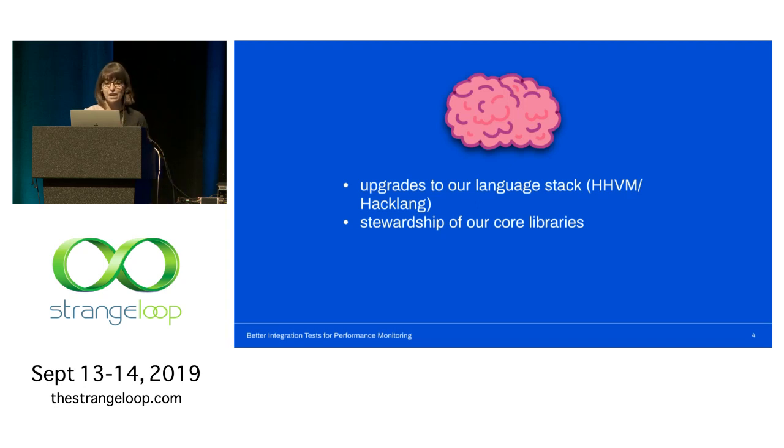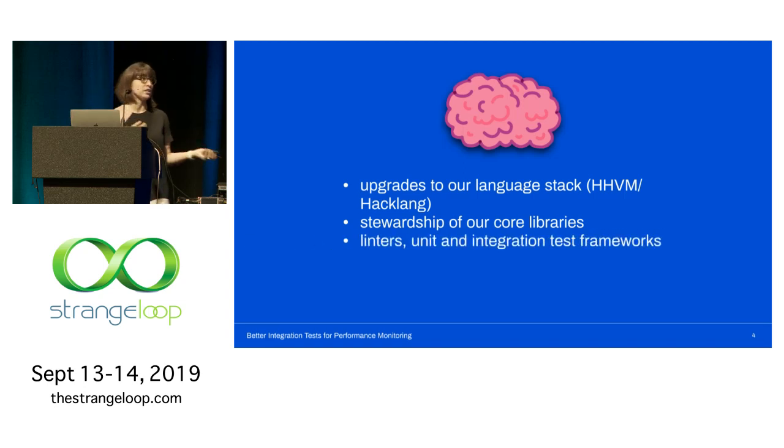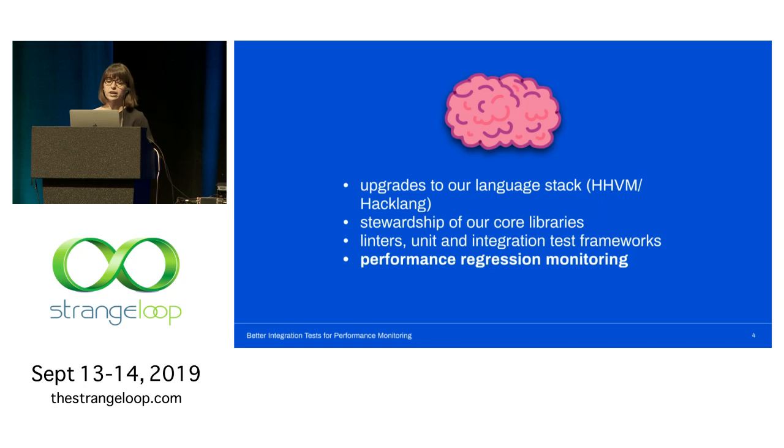We also have stewardship of our core libraries. So these are libraries that pretty much every backend engineer at Slack uses at some point when they're developing a new feature. This includes logging or metrics gathering libraries, sometimes our database access libraries. We also own all of our linting tools and our unit and integration testing frameworks. And finally, and this is the piece that I really want to cover today, and sort of in conjunction with the previous point, we have a tool that performs monitoring of potential performance regressions before they go out to production.